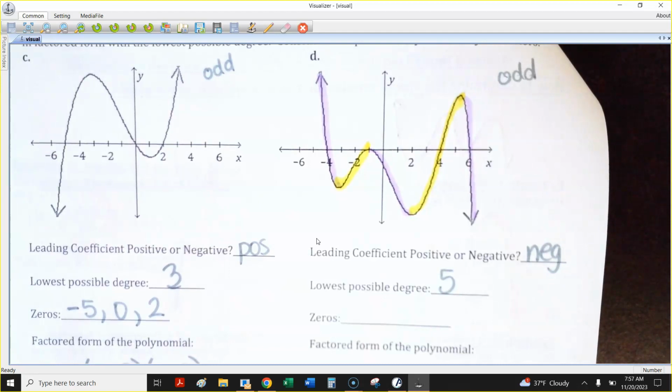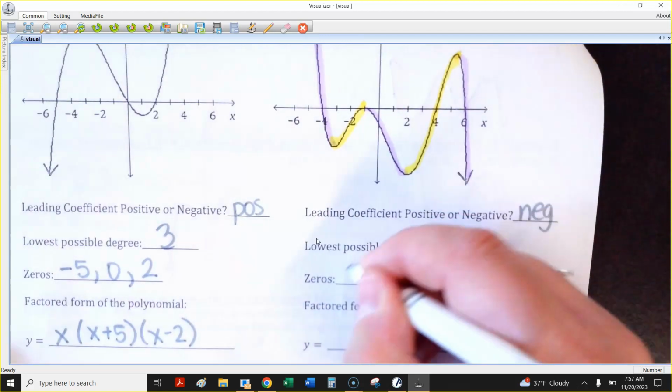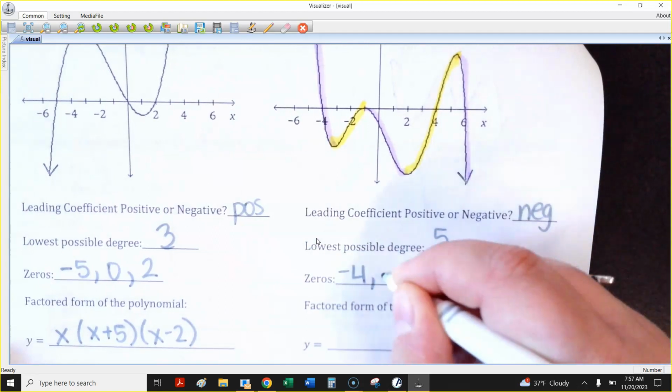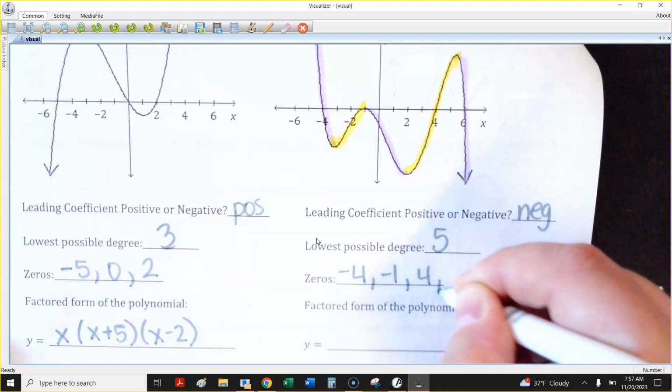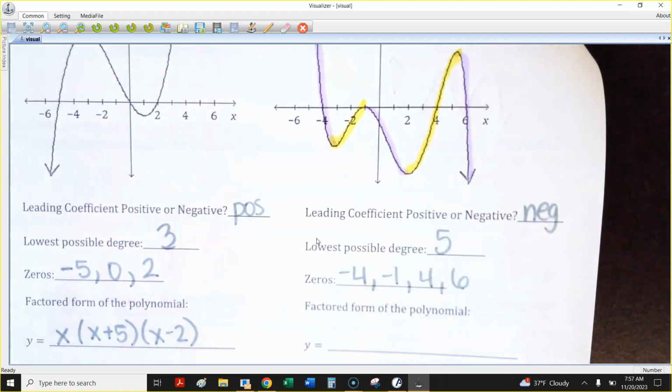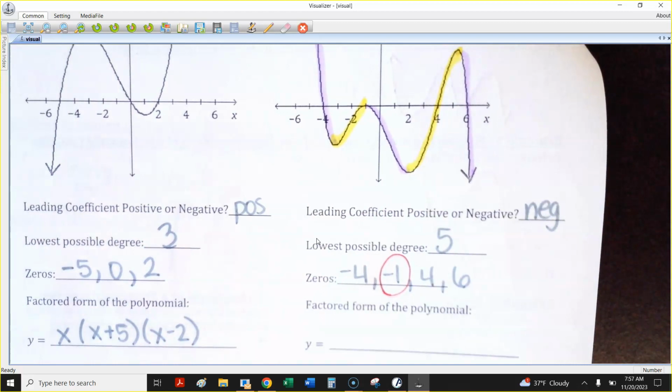What are my zeros for this graph? -4 is 1. -1, 4, 6. Okay, do I have any bounces? At what number? -1. Okay, so all the other ones go through the x-axis. Okay, so I have a bounce at -1.